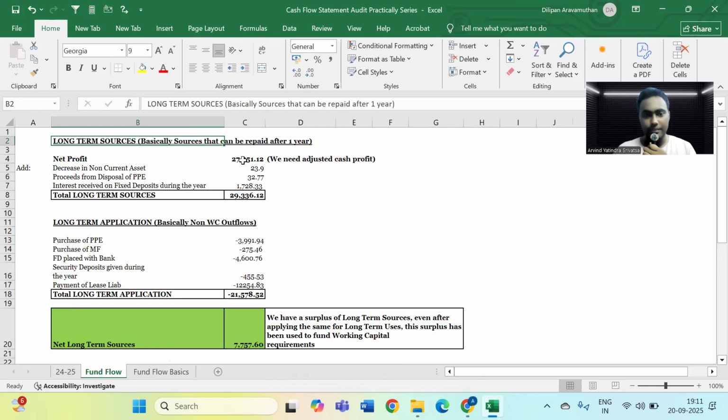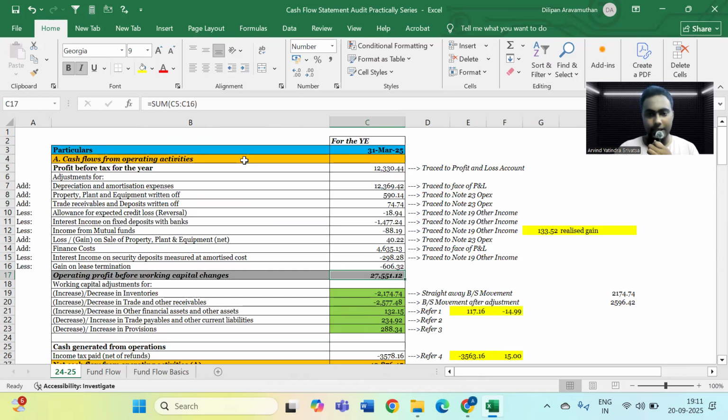So guys, fund flow statement. First we will take the net profit. What number are we taking here as the net profit? We are not directly taking the profit before tax for the year. What is the reason for that?